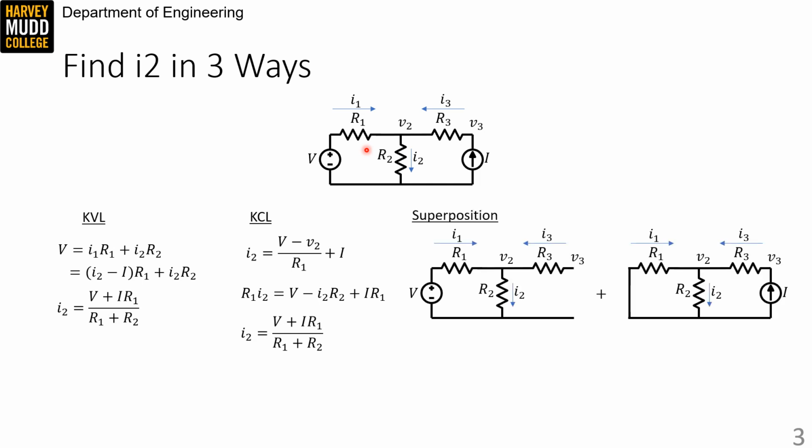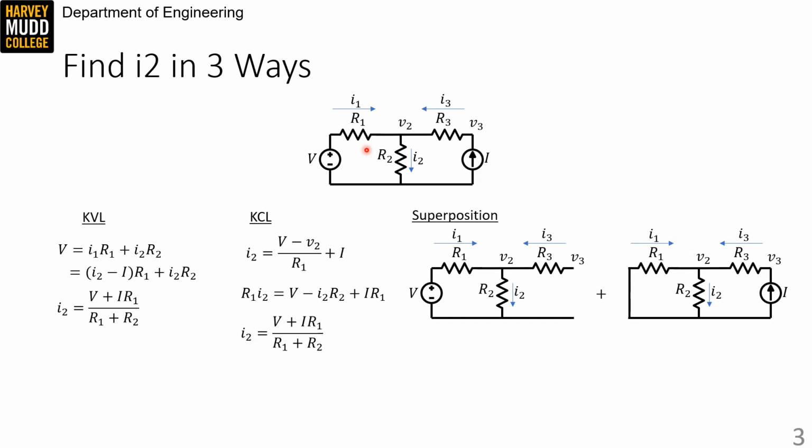The third way I thought of was using superposition, which is a technique that's always seemed a little magical to me. We draw 2 superposition subcircuits, calculate I2 in each of them, and then add the superposition subcurrents to find the final value of I2.